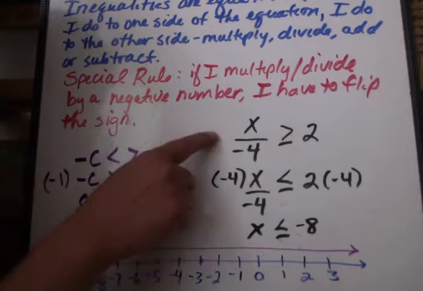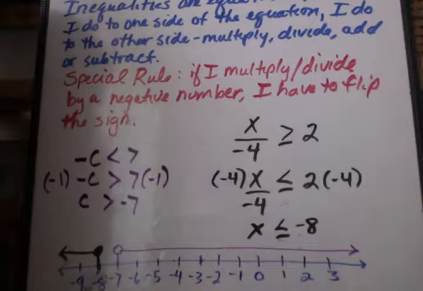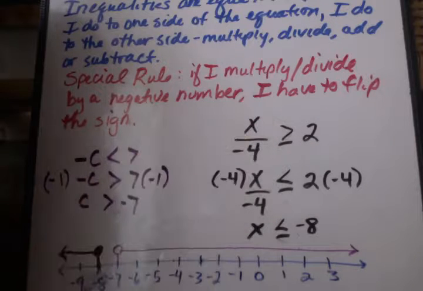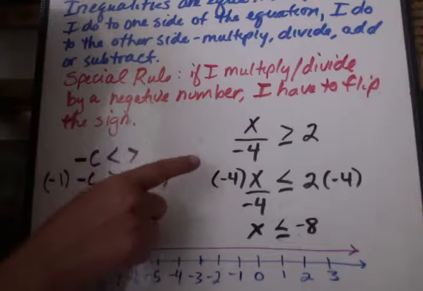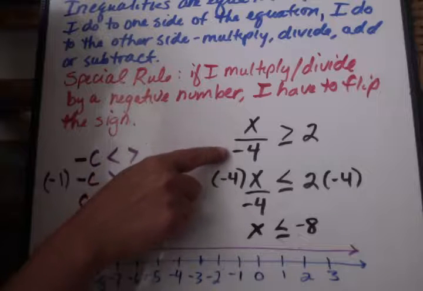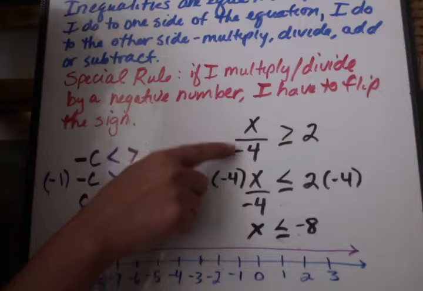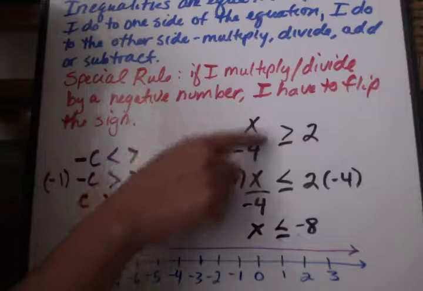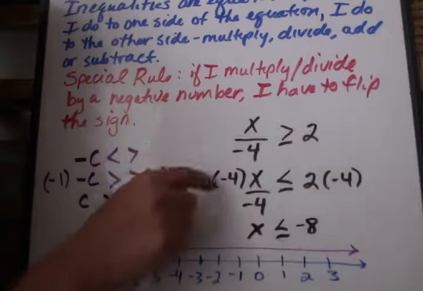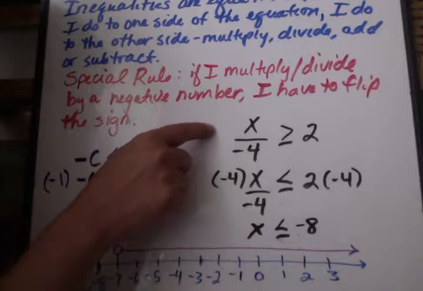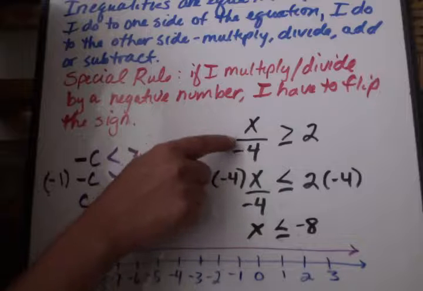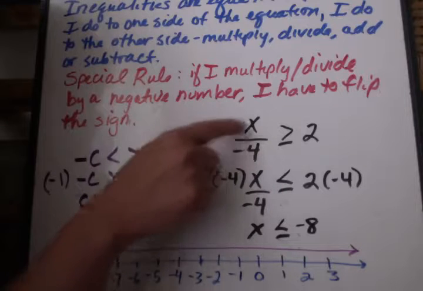All right, let's look at this other example up here. x divided by negative 4 is greater than or equal to 2. In this situation, because I'm dividing by negative 4, the opposite of division is multiplying. So in order to resolve this, I want to multiply this side of the equation by negative 4. And if I do that to one side of the equation, I have to do that to the other. If I multiply by negative 4, the negative 4 and the negative 4 are going to cancel out to be a positive 1. 1 times x is just x. So that'll get x by itself.